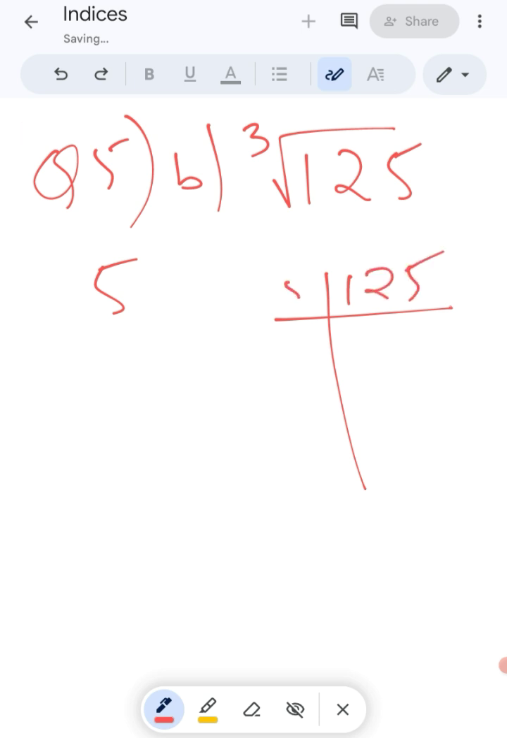So 5 multiplied by 2 is 10, right? And 5 multiplied by 5 is 25, right? Now 5 multiplied by 5 is 25, and 5 multiplied by 1 is 5. So here I have got 3 times 5. So that's why 5 cube, and the final answer is going to be 5. Moving on.